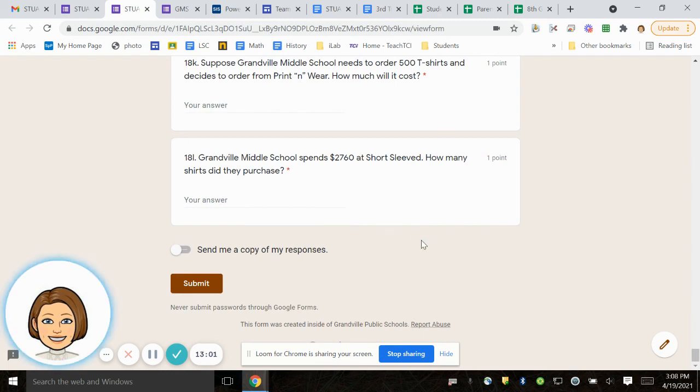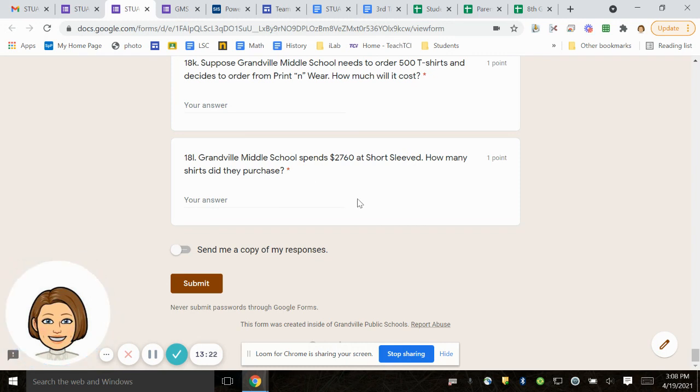In number 18L, Granville Middle School spends $2,760 at Short Sleeved. How many shirts did they purchase? So again, you're going to use your equation from Short Sleeved, substitute this cost in for the cost variable, to figure out how many shirts.